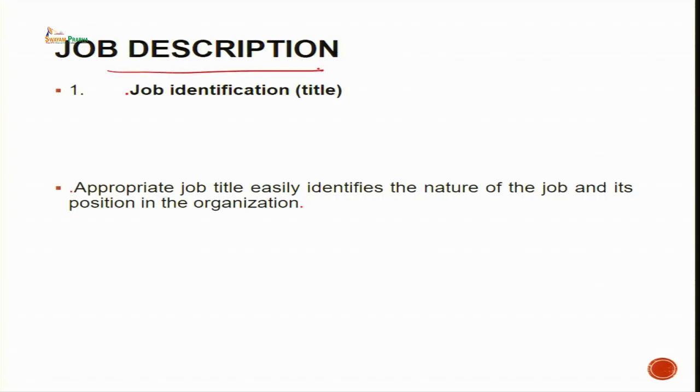So under job description, it provides the information, as we have already discussed, about the title of the job, code of the job, department or division of the job. All these things are through job description. The job description title easily identifies the nature of the job and its position. Through the title, we can get to know where the person is placed. Also, job description provides information on the location of the job in the organizational structure and the immediate supervisor's title.